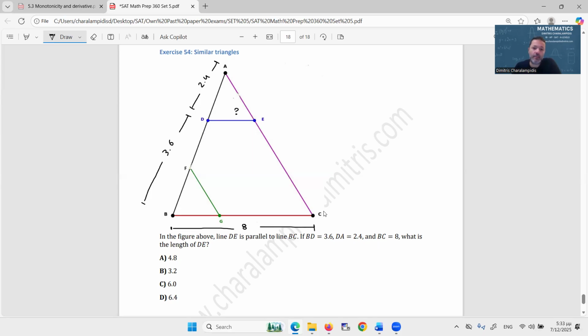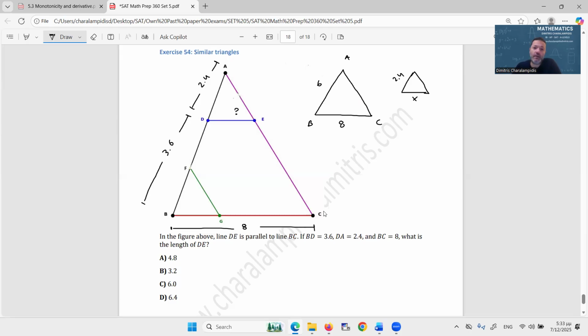Okay. So 3.6. Let's draw this one, the big one, ABC. This is B, this is C, this is A. The AB is 3.6 plus 2.4, it's going to be 6. This is going to be 6. Here it is 8. And then we have the smaller one, which is 2.4 here, and we don't know here. They are similar since they have the same angles.